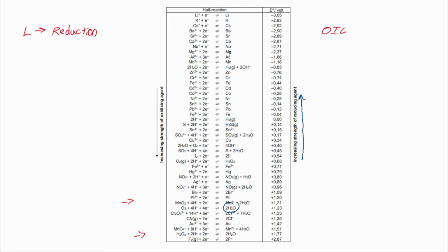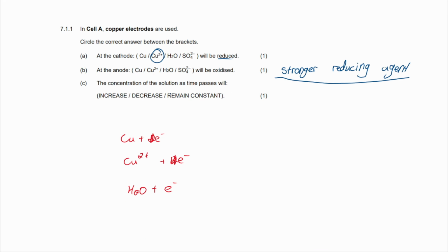So here we had water, and there was another spot where water was here as well, right? But these are very weak. Water doesn't have a very strong reducing ability, whereas copper is higher up here. So it's a stronger reducing agent than water is. Therefore, if it's a stronger reducing agent, it will be oxidized. So there we have that.